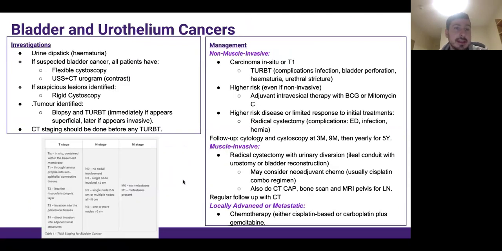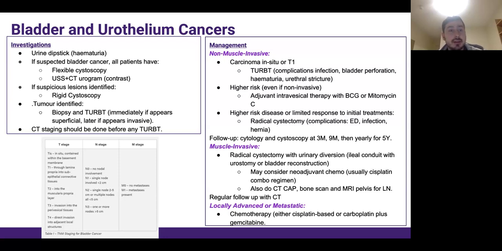How do you investigate this? As always, you start with simple investigations at the beginning, a urine dip to establish hematuria. And to investigate the bladder cancer itself, there are two important investigations. Everyone will get a flexible cystoscopy, and this is when they visualize what's happening in the urethra and the bladder. And they'll be sent for a CT urogram, which is a urinary tract specific CT, which can visualize it very in depth.